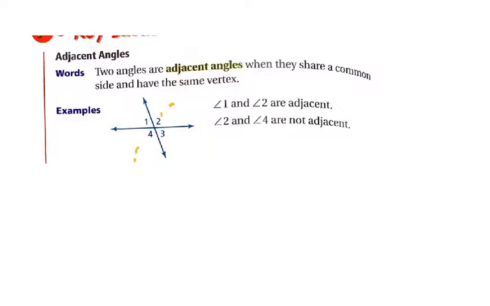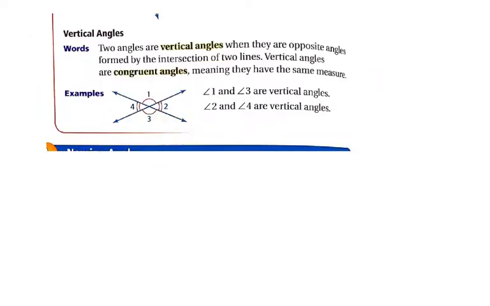What those would be are vertical angles because they're opposite of each other. Okay? And they look congruent to me. So 2 vertical angles are formed when the opposite angles are formed by the intersection of 2 lines. Vertical angles are congruent, meaning they have the same measure. So 1 and 3 are vertical angles here, and then 2 and 4 would be vertical angles. As you can see, they look congruent and they're opposite of each other. So those are vertical angles.